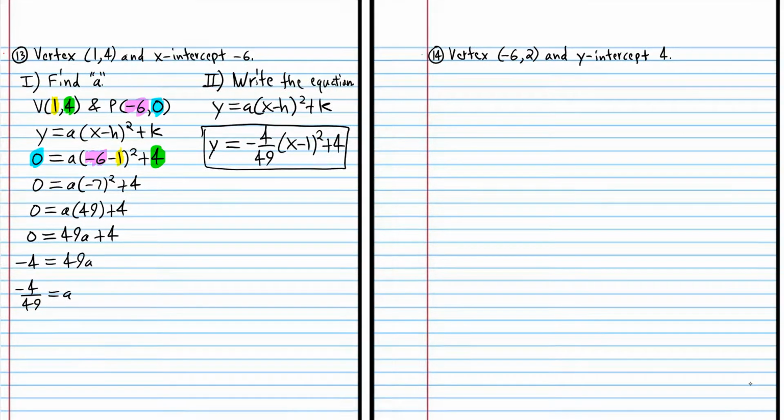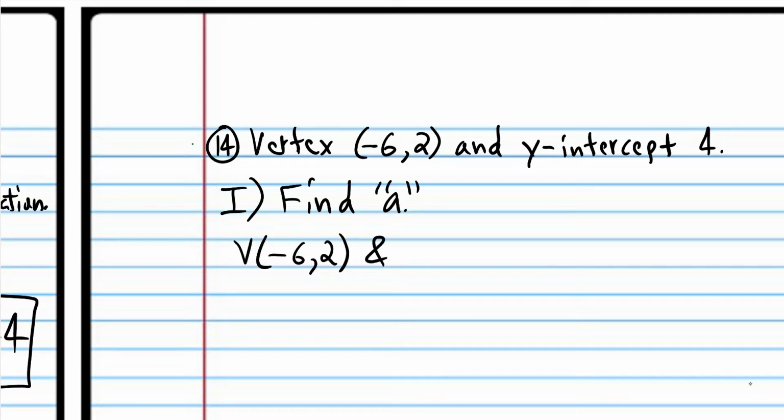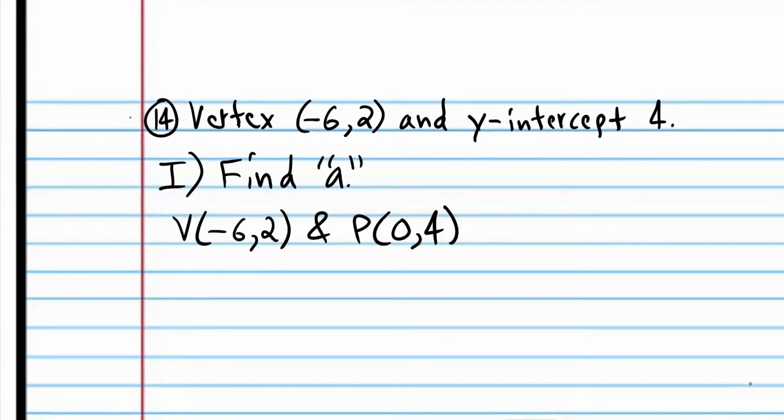All right, we're back. So step number 1, as usual, is to find that constant, which we call a. And I'm going to just rewrite the coordinates of the vertex and the point so we don't get confused. So again, that's 0, 4. It's not 4, 0. Y-intercepts are different than x-intercepts.